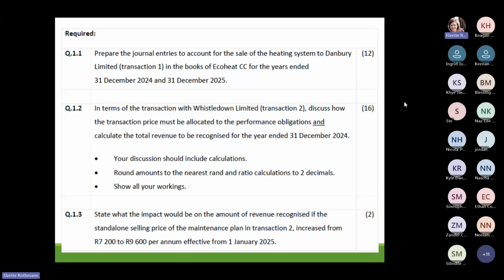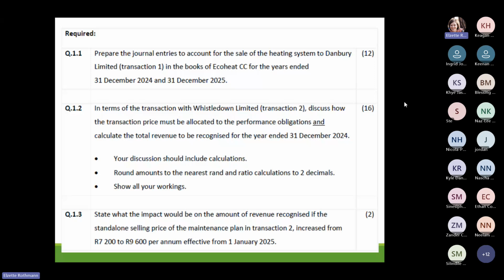Okay, so 1.1, they ask you journal entries to account for the sale of the heating system to Danbury Limited, that's transaction 1, in the books of EcoHeat CC for the years ended 31 December 2024 and 31 December 2025. Okay. Another thing that's very important is to see exactly what is the years that they require you to do the journals. Sometimes, and this is especially more in Learning Unit 3, but sometimes they can just ask you the start and the end journals.